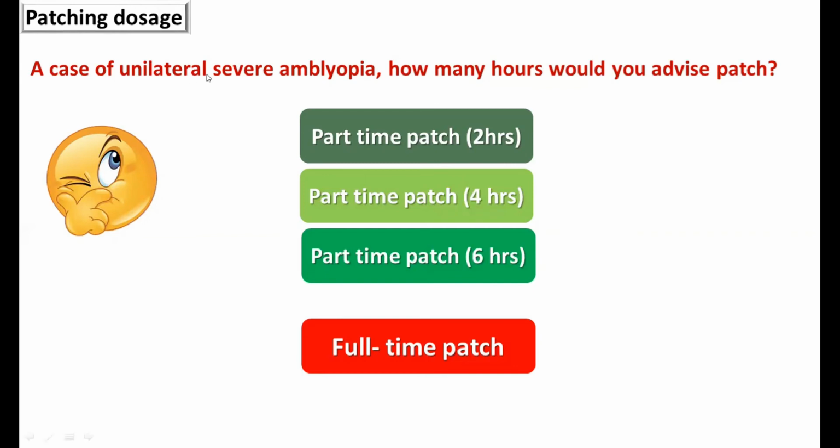So if you have a unilateral severe amblyopia, how many hours do you patch? Actually, there is a study, one of the Amblyopia Treatment Studies, that compared 6-hour patch versus full-time, and they found comparable results. So it's now recommended to patch 6 hours, and it also improves compliance. So the answer to this question is part-time patch for 6 hours. It's a daily patch, okay? Don't forget the adjective daily.